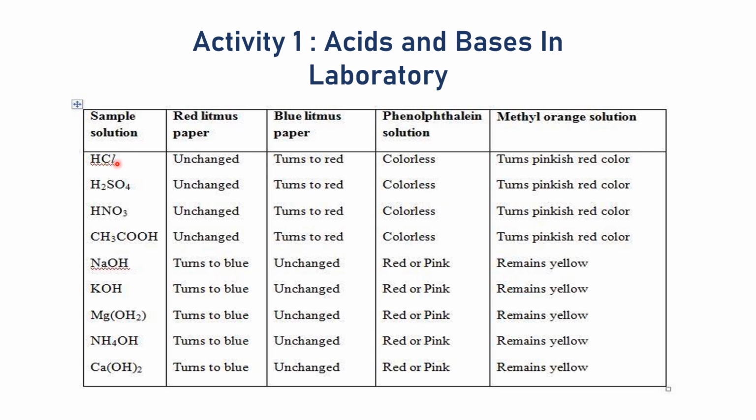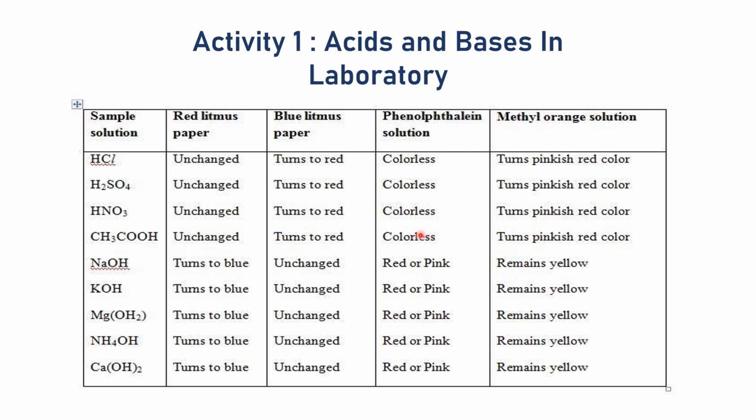Now in strong acid, if I put red litmus paper, I won't find any change. In fact, in these acids, if I put red litmus paper, I won't find any change. But when I put blue litmus paper, it will turn red. In case of acid, it will turn red. Phenolphthalein, we have already seen there is no change in case of acid.